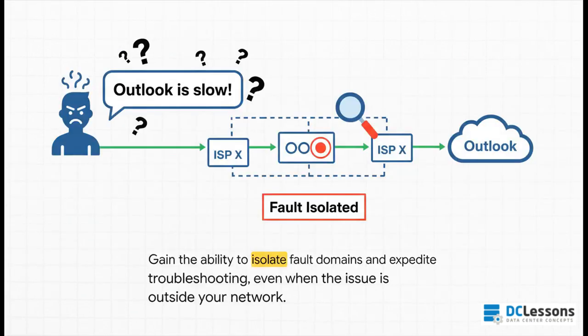And this is the ultimate payoff. The next time a user complains that Outlook is slow, you don't have to guess anymore. You can just pull up the data and say with confidence, I see it. The problem is right here at this specific router hop inside our ISP's network. You can finally isolate the fault domain with actual concrete evidence. And that is the key to getting problems fixed fast, especially when the problem isn't even yours to fix.